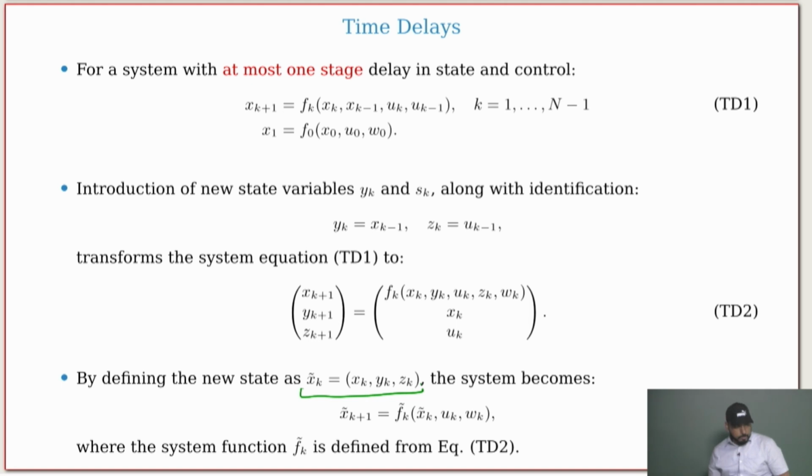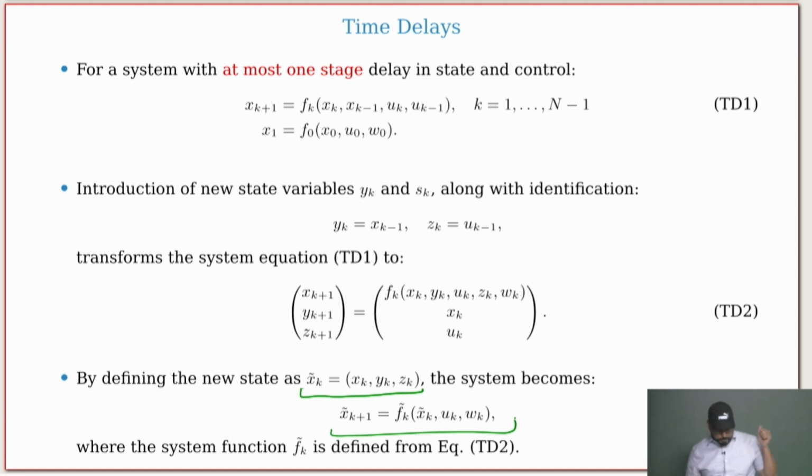So we can redefine our state to be like this. So xk tilde is our new state, which is xk, and yk, which was xk minus 1, and zk, which was uk minus 1. And in this new notation we can write it again like this, a familiar notation where xk plus 1 is fk of xk, uk is the current control, and wk are the disturbances. So this is how we can incorporate, let's say, one time delay.